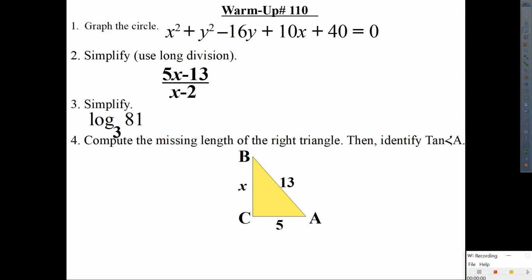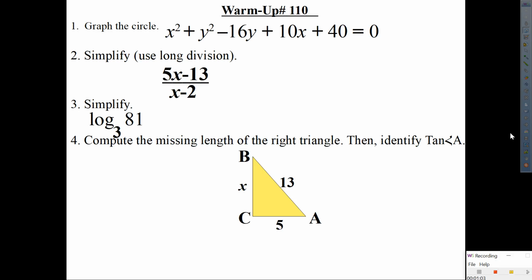And number 4, compute the missing length of the triangle, then identify tangent of angle A. They give us a right triangle with the hypotenuse BA, starting at the top, that measures 13. One of the legs at the bottom is CA, and that measures 5. The side BC, or CB, is x. So first work on identifying x, and then from there work on identifying tangent of angle A. I'll give you some time for that.